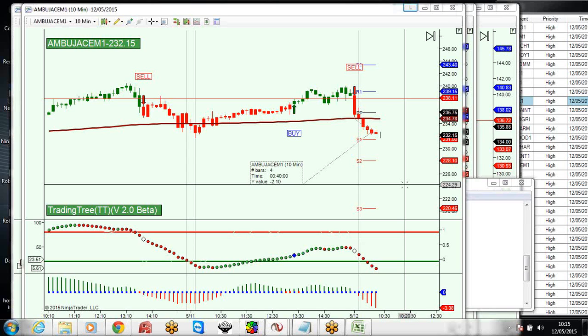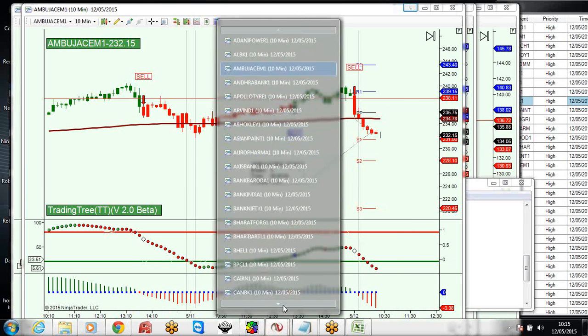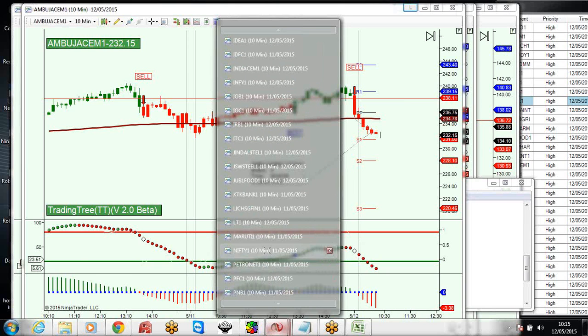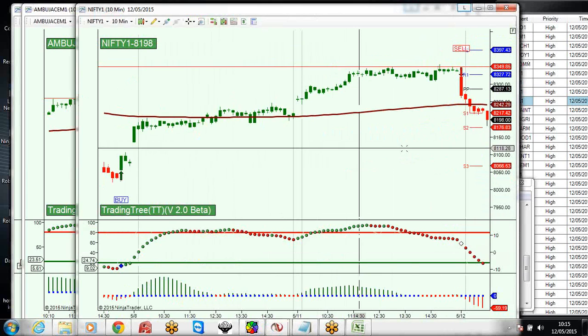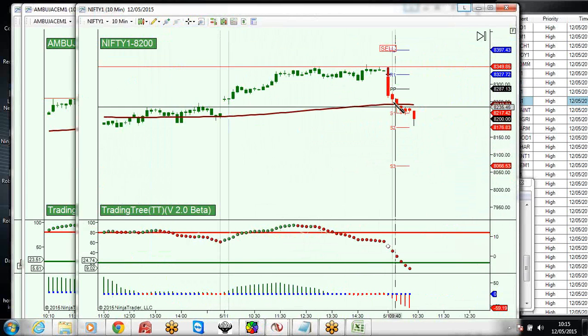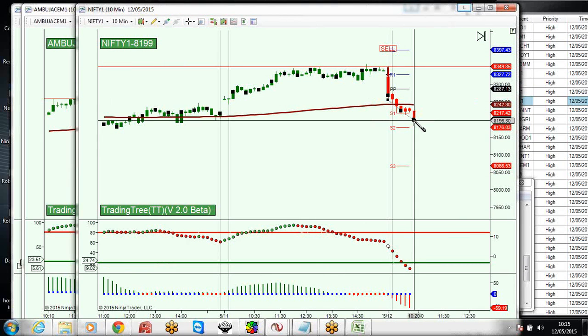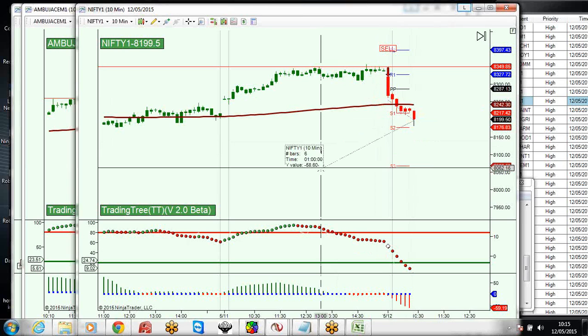So Nifty is 146 points down. So you multiply 58 into 25, that will be the profit as of now in Nifty. This is in futures, the futures prices.